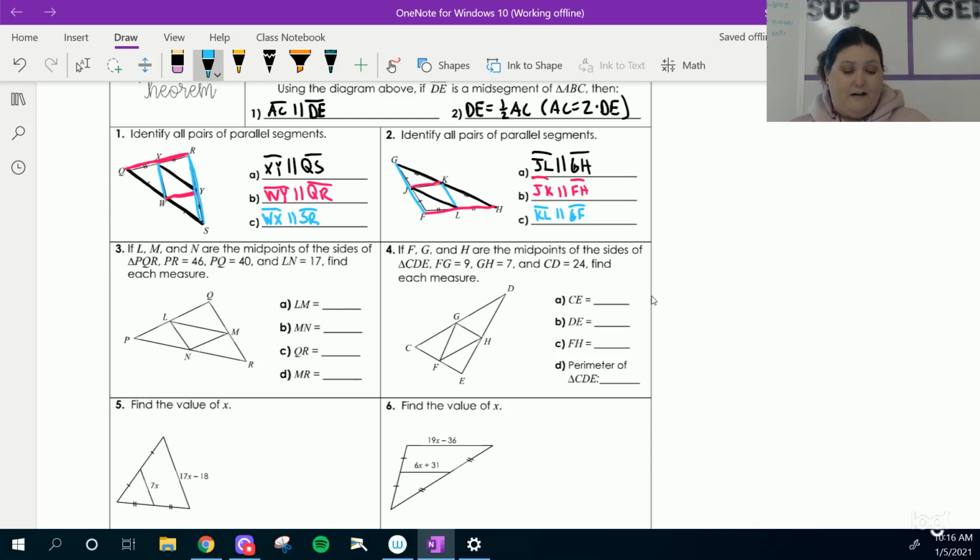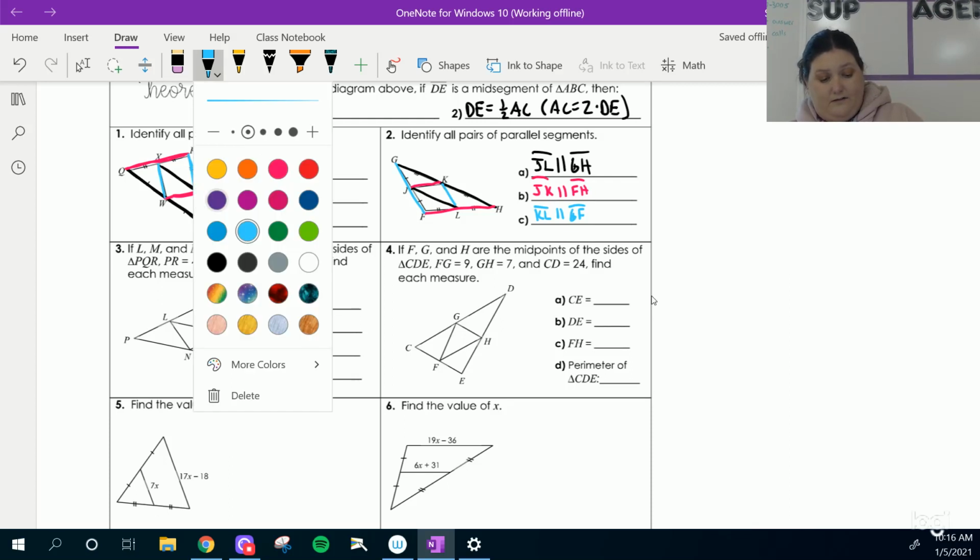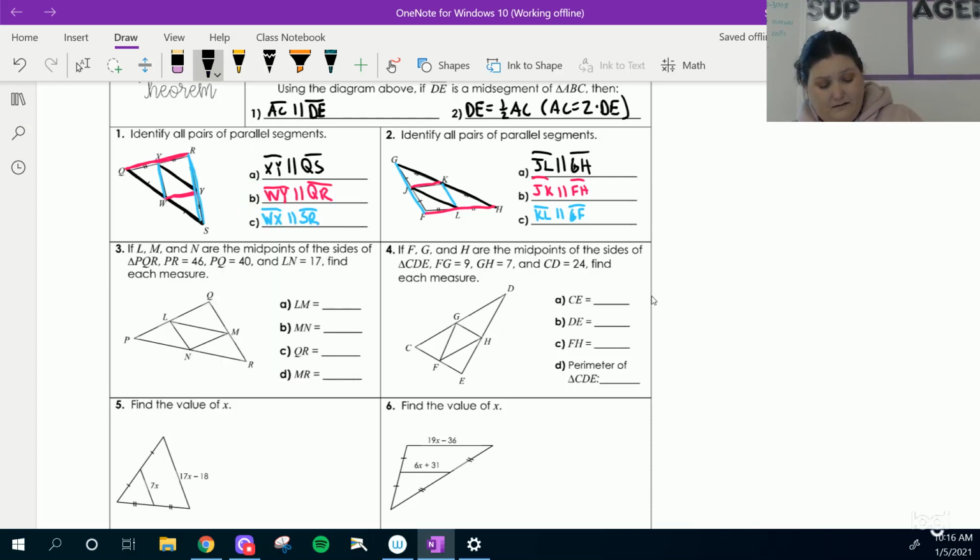Next problem, it says if L, M, and N are the midpoints of the sides of triangle PQR, and they tell you that PR, so that's the bottom here, is 46, PQ is 40, and LN is 17, find each measure. So we want to find LM. LM is this measure here. Well, this midsegment pairs up to this side, so the midsegment is half of the third side. So LM is going to be half of 46, which is 23.